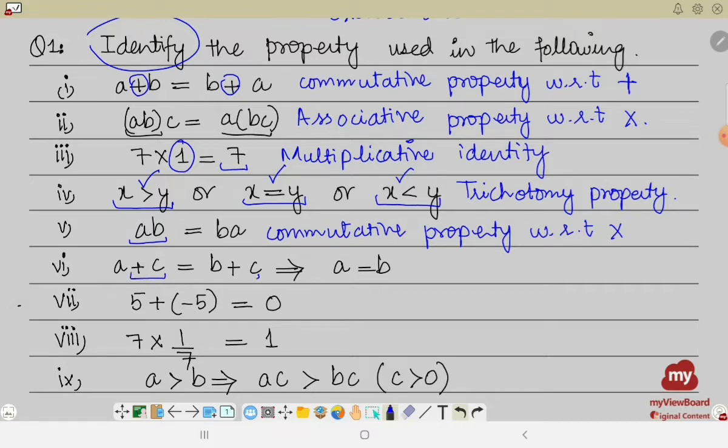This means the plus sign, this plus c is the same on both sides. So if the same number is on both sides, it can also be cancelled out. So basically this is the cancellation property of addition. Cancellation property, okay. Next, 5 is added with minus 5, right, and you get the identity, that means 0, the additive identity in return. So this means 5 and minus 5 are additive inverses of each other, so the additive inverse property is here.